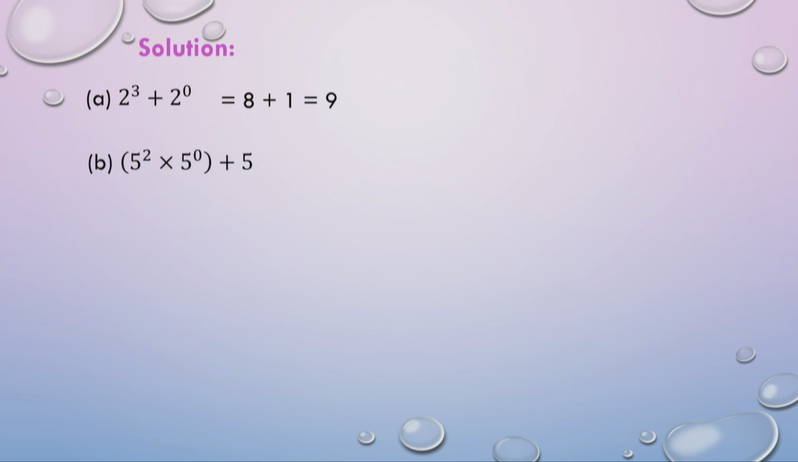Part B. 5 to the power of 2 times 5 to the power of 0 plus 5. So 5 power 2 is 25. 5 power 0 is 1. So I have 25 times 1 plus 5. 25 times 1 will give me 25. Added to 5, which will give me 30.